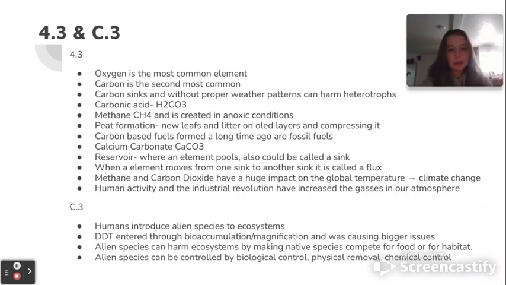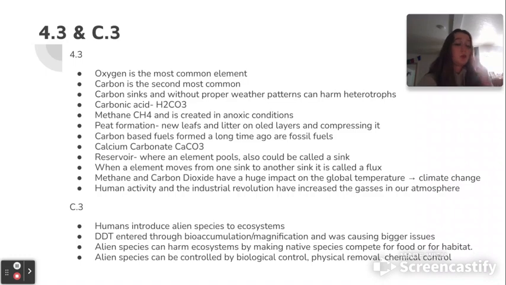Carbon dioxide, carbon-based fuels, obviously. And that change can cause climate change. Human activity and the Industrial Revolution have also increased gases within our atmosphere. Humans, like I said earlier, we were going to talk about alien species and ecosystems. Humans typically are the ones to introduce alien species to environments and ecosystems.